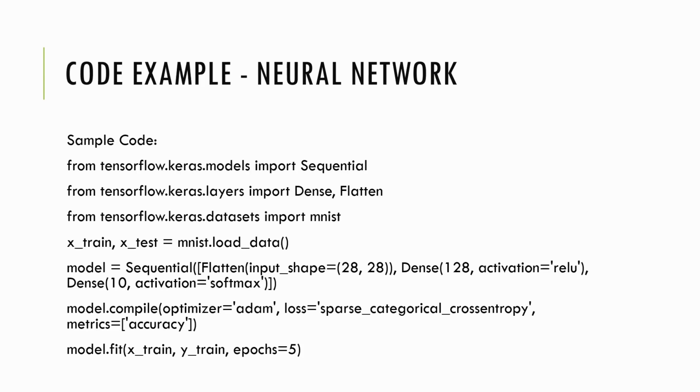Here's a basic example of how to build a neural network using TensorFlow and Keras. First, we import the necessary modules. Then we load the MNIST dataset and normalize the data. Next, we define the model architecture using the Keras Sequential API, adding layers like Flatten, Dense, and the output layer with a softmax activation function. Finally, we compile the model, specifying the optimizer, loss function, and evaluation metrics, and train it with the training data.